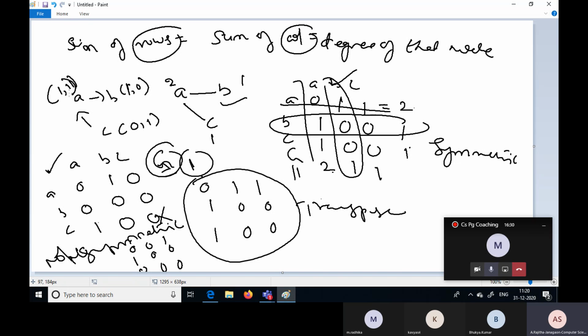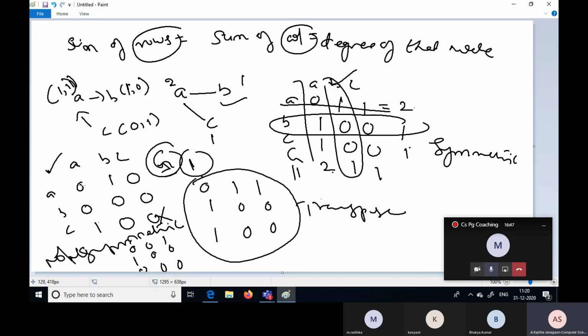Out degree sum. Out degree is nothing but the row sum, and in degree is nothing but, suppose you take this as the in degree. Now the edge starts from C to A. This is the in degree. Sorry, this is the out degree.